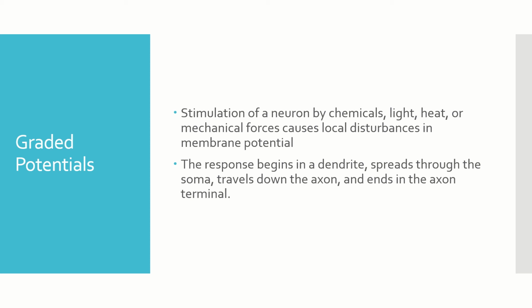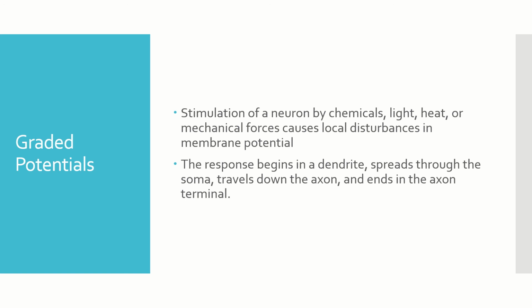We talked a little bit about action potentials, signals that are going to be sent down an axon in a neuron. But in order to get to that point, we have to start with a less dramatic situation here. We start with a graded potential. When the neuron is stimulated by chemicals, light, heat, or mechanical forces, that causes a local disturbance in the membrane potential, right? We're going to see channels that are gated, that are opened by one of these stimuli, and it's going to allow sodium to influx and potassium to efflux, right?